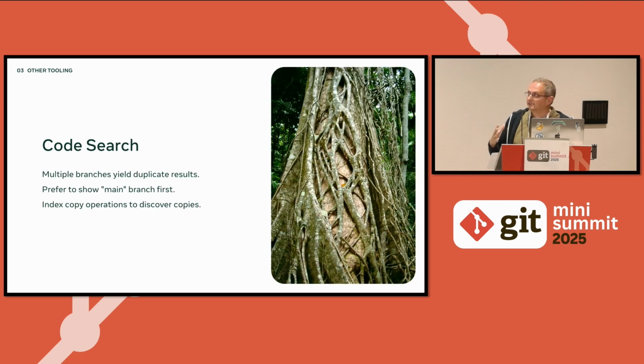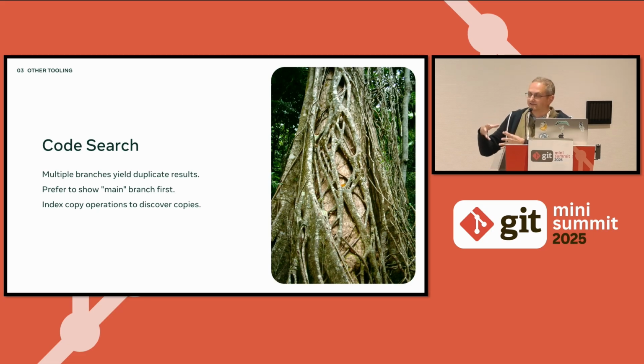And then finally, the last thing we're still working on is code search. The problem with having multiple copies of code, and again, this is already a problem, especially with vendoring, is that if you search for something in your code base, your code search tooling will yield duplicate results across all of the different copies.